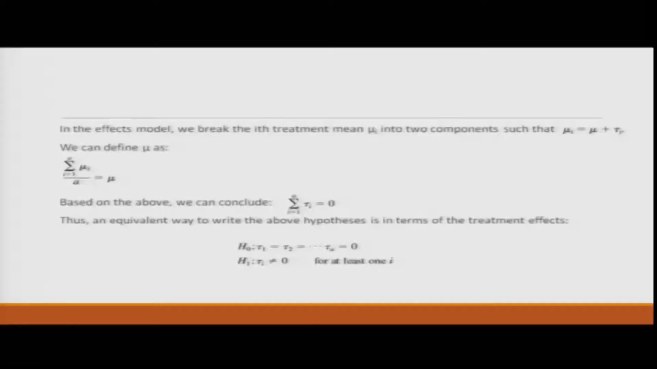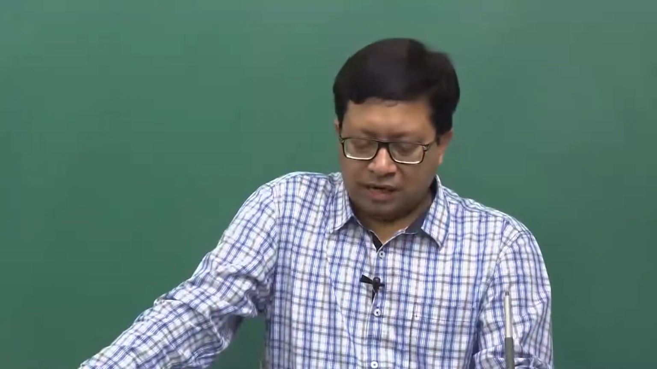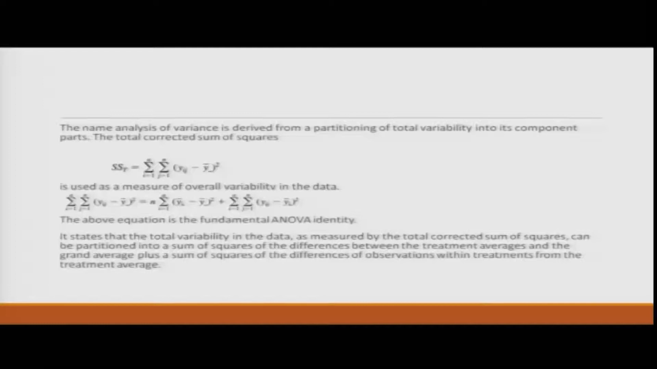Thus, an equivalent way to write the above hypothesis would be that all the taus are 0, that is tau 1, tau 2, tau 3 till tau a is 0, with respect to the case that for at least one of the treatments tau i is not 0. So, this is something to do with the mean, nothing to do with the variability of tau. It may be possible that the mean value of tau is 0, but still there is high variability.